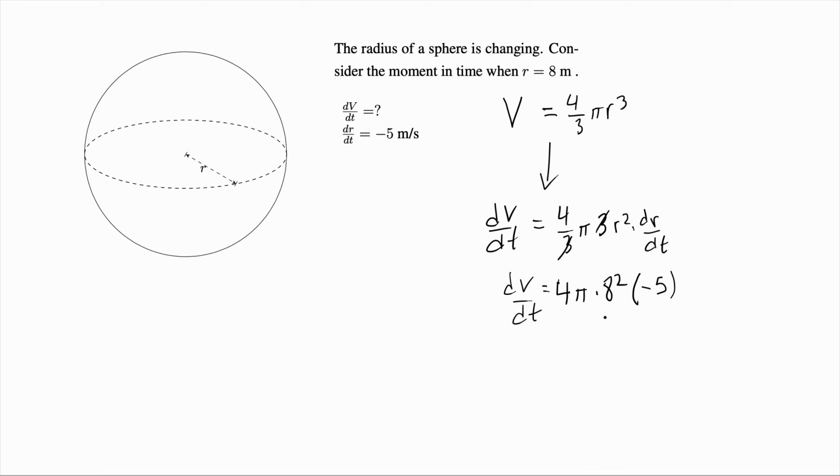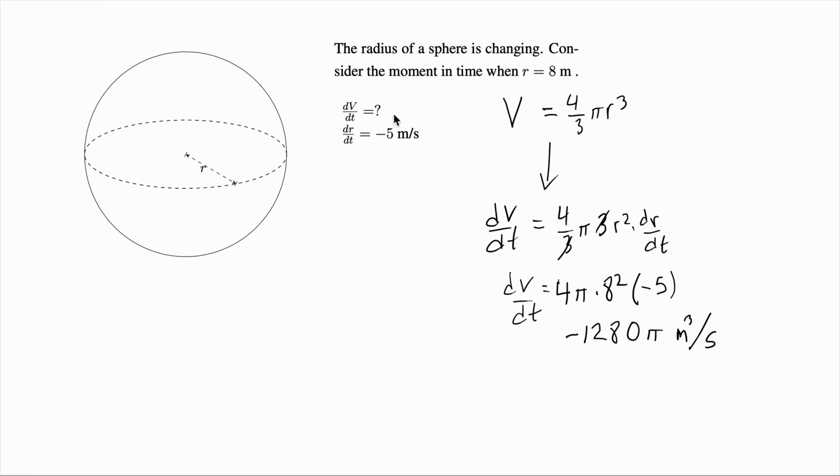So doubling 64 is 128, and then multiplying by 10, because multiplying by 20 is doubling and multiplying by 10. So -1280 pi, and the units would be cubic meters per second. That's a pretty fast rate.